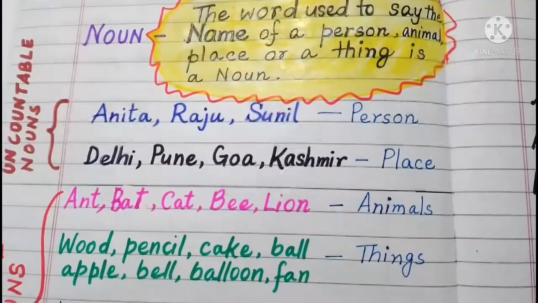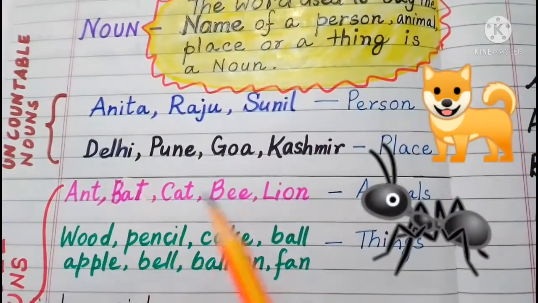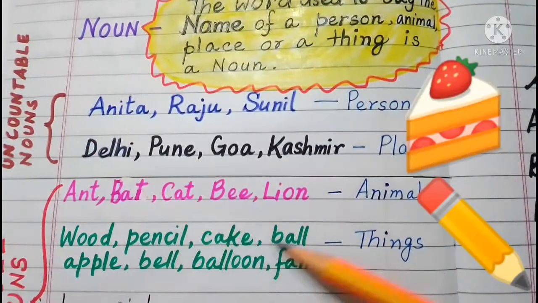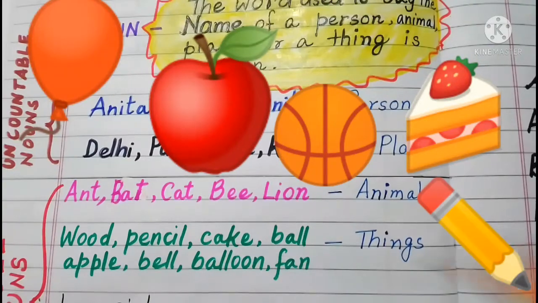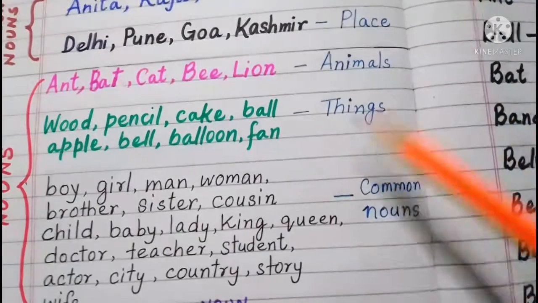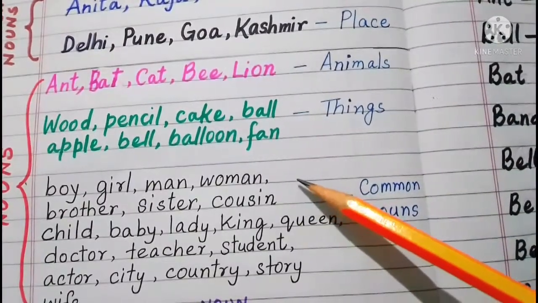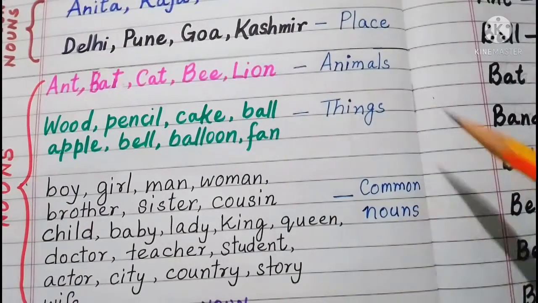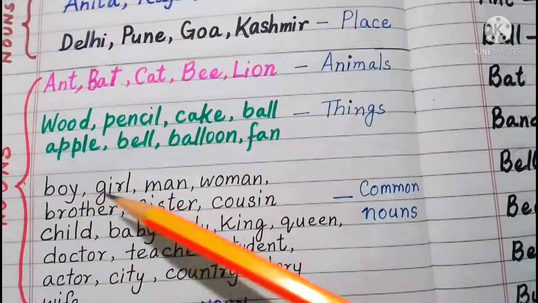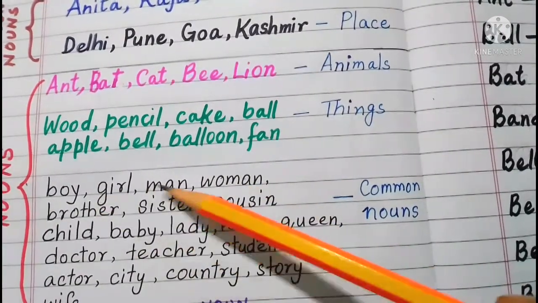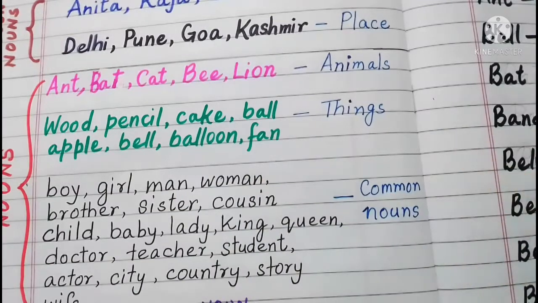Now names of animals: ant, bat, cat, bee, lion. These are names of animals. Wood, pencil, cake, ball, apple, bill, balloon, fans, etc. are names of things. Other than that, we can see some other nouns too, like boy, girl, man, woman. These are names of types of person.